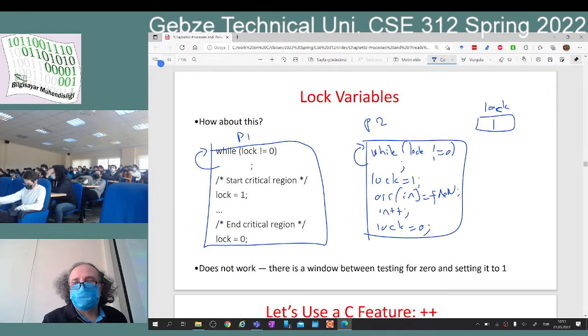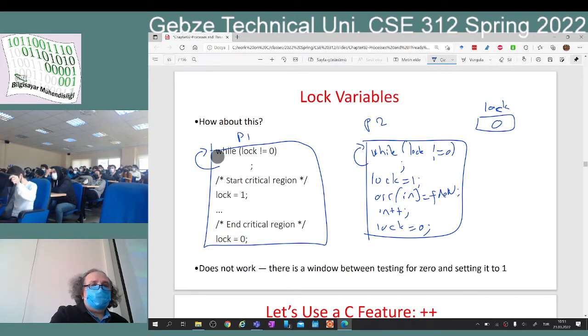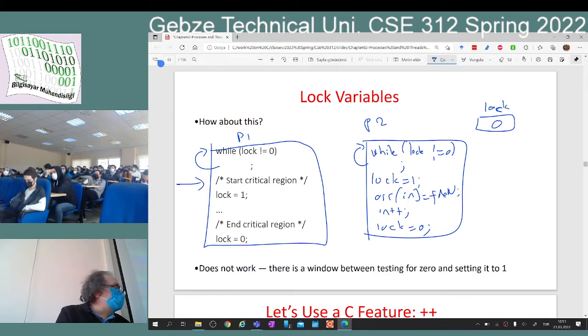Suppose log is 0. P1 started running. P1 came here. While log is not 0, it would be an infinite loop, but log is 0, so it's going to skip. It will come to this line. Again, as always, out of bad luck, a switch happened. P2 is running now, right?